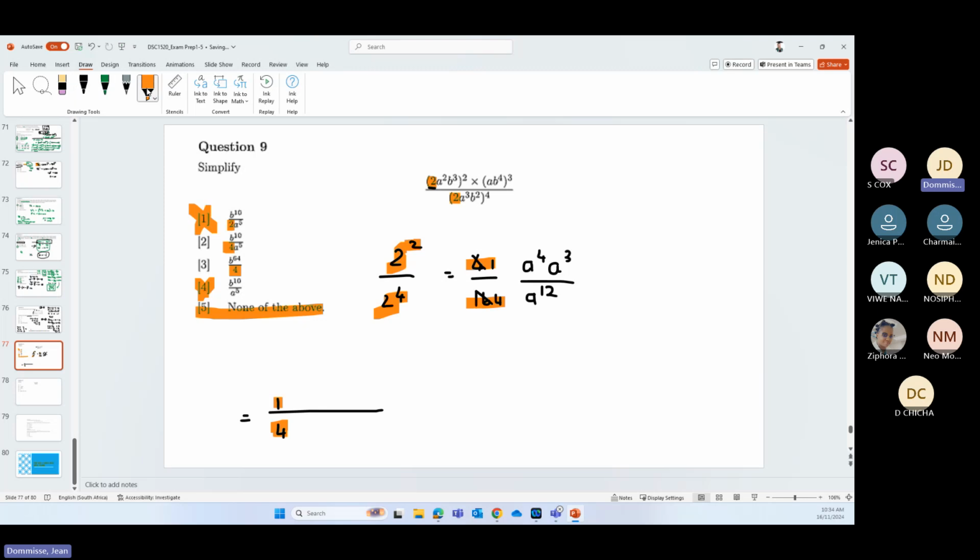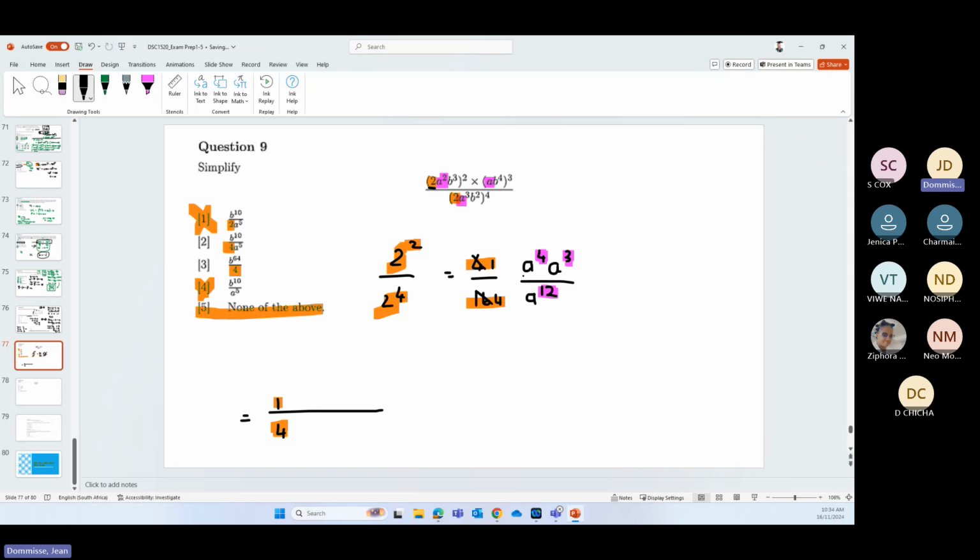Okay, so let's just make sure again. It was a^2, so 2 times 2 gives me the 4. That's a^1, 1 times 3 gives me a^3. Here's the a^3 to the power of 4, so 3 times 4 gives me 12.